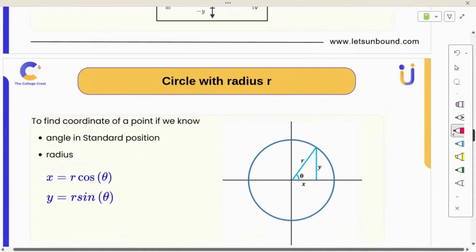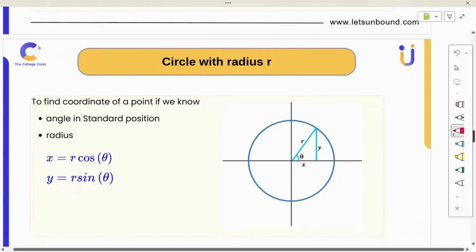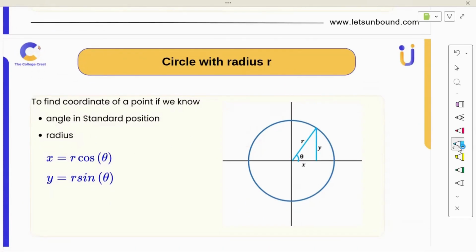Now, so far we did a circle with center at the origin and radius 1, the unit circle. But what if I don't have a unit circle? That's fine. If we have a circle with radius r, x is r cos theta and y is r sin theta. In the unit circle, x is just cos theta and y is sin theta, with nothing to multiply. But with another radius, we use x equal to r cos theta, y equal to r sin theta.